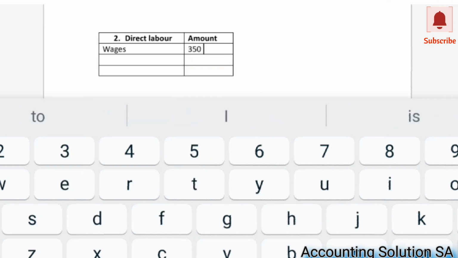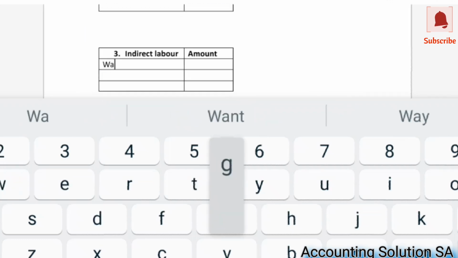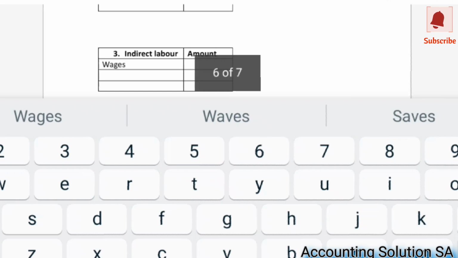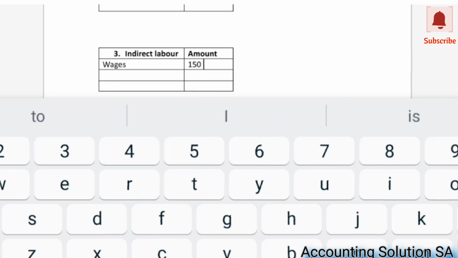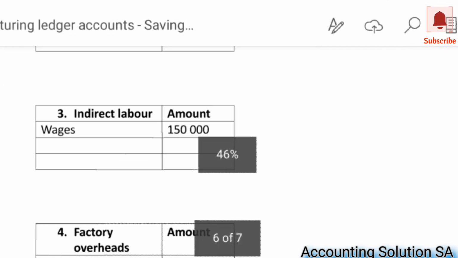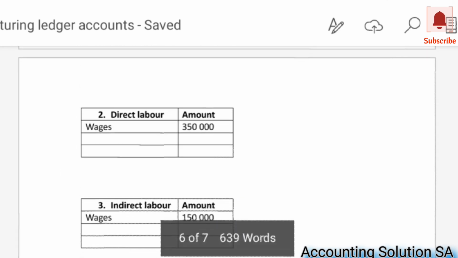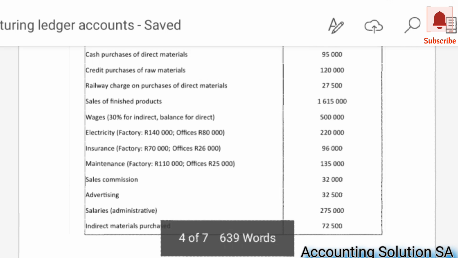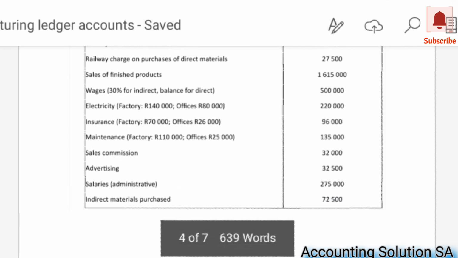It means that another 150, we have to record it under indirect. Another 150, this side. Then now, let's proceed and check other information that is related to indirect and direct.